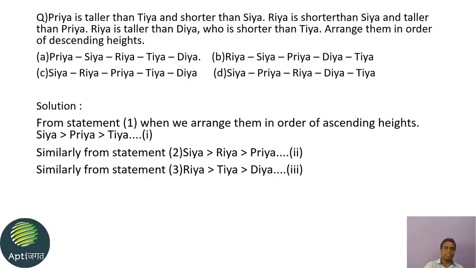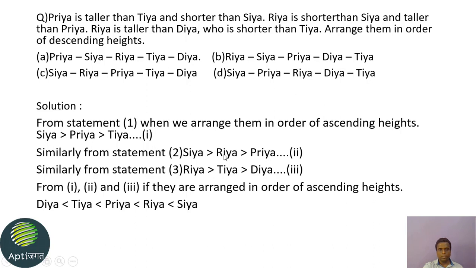So first we will write Sia at the first position. Okay. Then from the given information we can conclude that Sia is the tallest, then Ria, then Priya, then Tia, and then Dia. Okay, this is the order. From the given options, option C matches our final conclusion. So option C is correct.